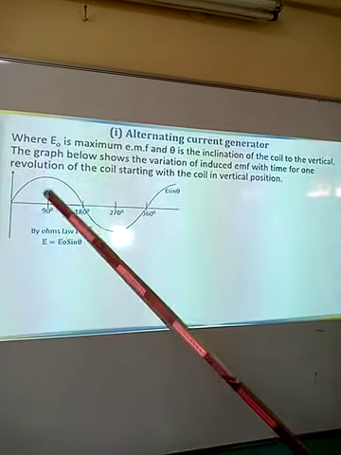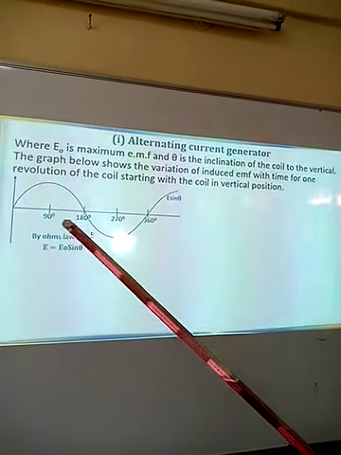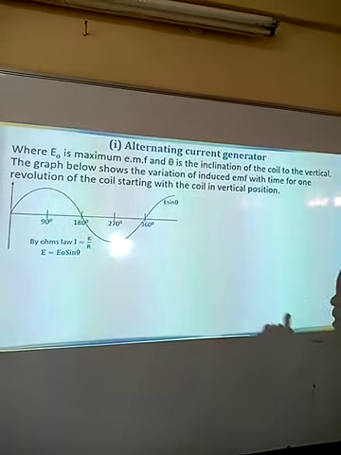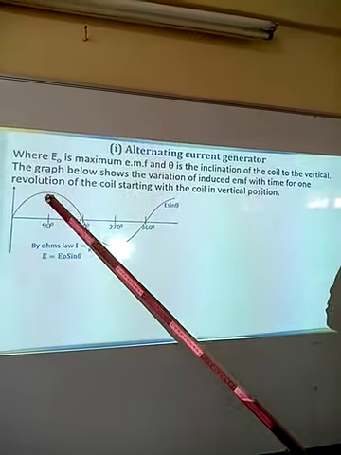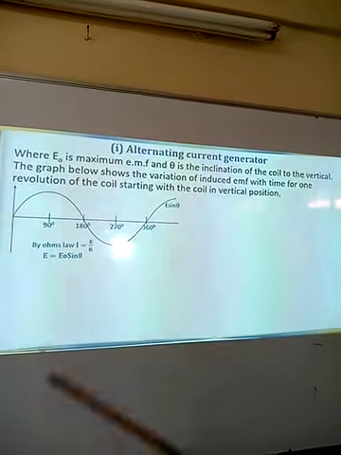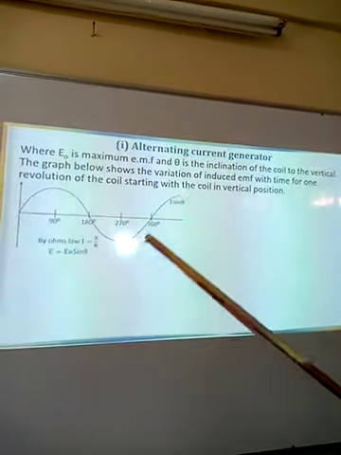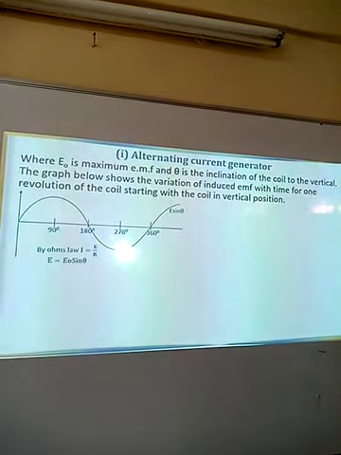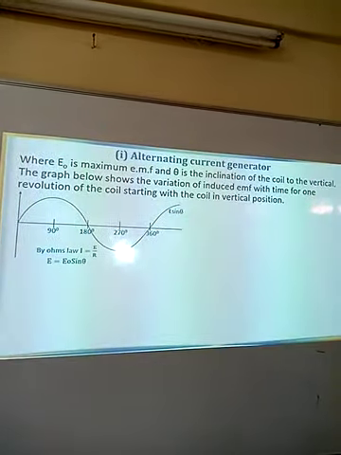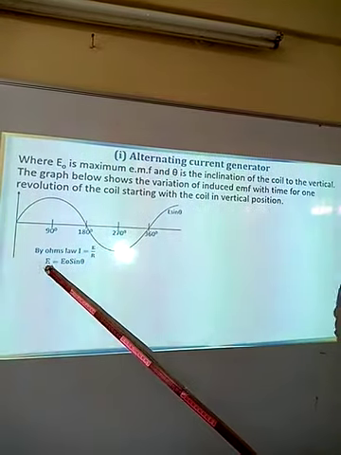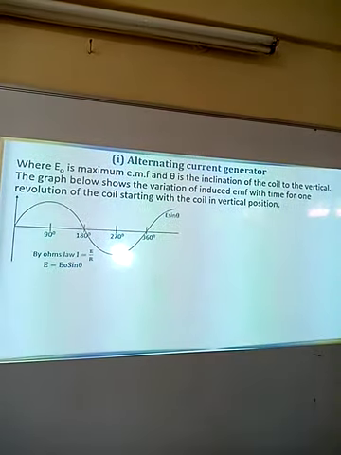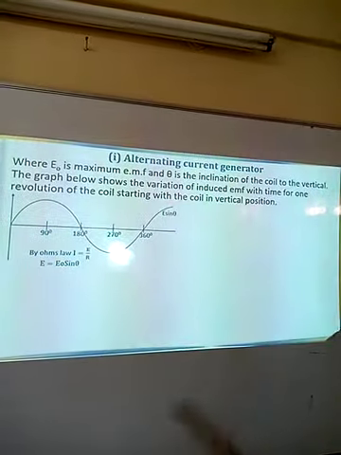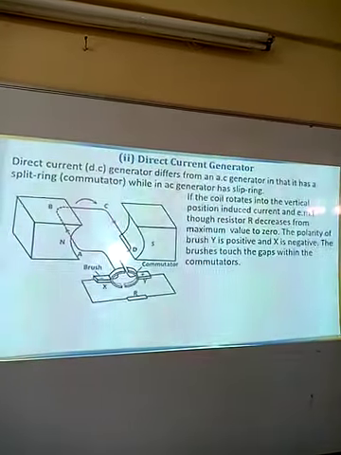We are talking of maximum here at 90 degrees because this is the point where the coil and the field interact at 90 degrees, and that is when maximum current is being induced. So rotation continues like that, as long as the coil rotates within the magnetic field. Now, the EMF is given by E naught sine theta, which is the equation of that wave.